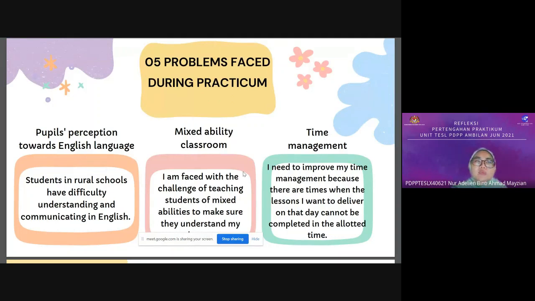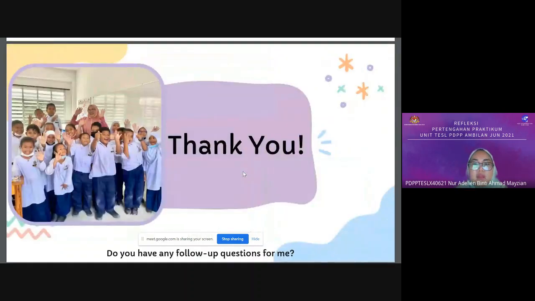And time management, this one I really need to improve, because there were times when the lesson that I wanted to deliver on that day could not be completed in the allotted time. As I said earlier, we only have one class for each grade, so it's kind of packed, and sometimes I need to extend my time for that lesson and bring it to the next day. So I should really improve on my time management, and how I control my students. Okay, I think that's all from me. With that, thank you.